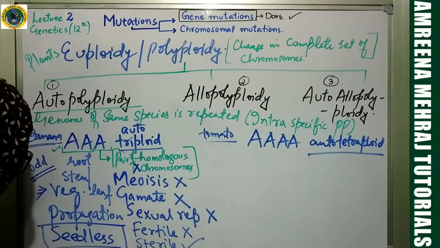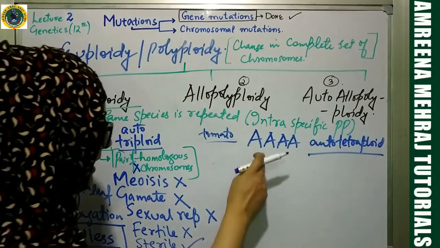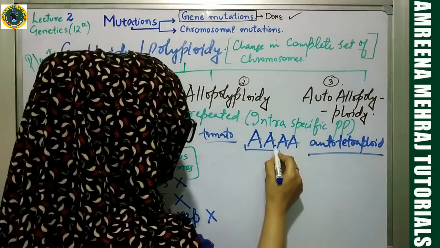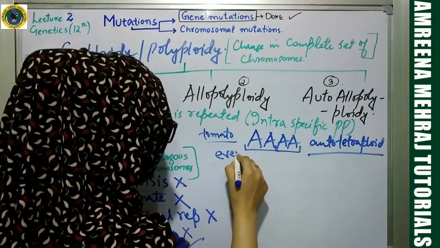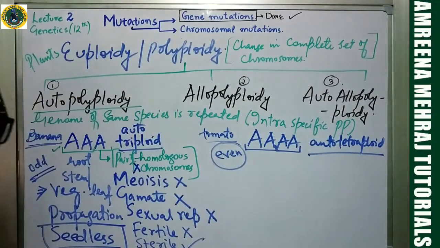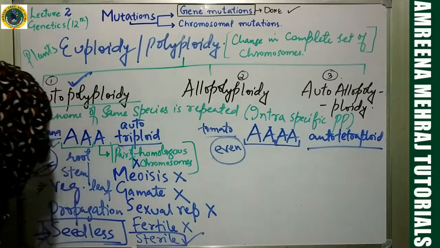They will be seedless. This is very important as far as NEET is concerned. Look at this. Homologous pairing possible? Homologous pairing possible. So what is the number of the sets in this case? Even. What was the number of sets in which we have odd number of sets? They are seedless and sterile.